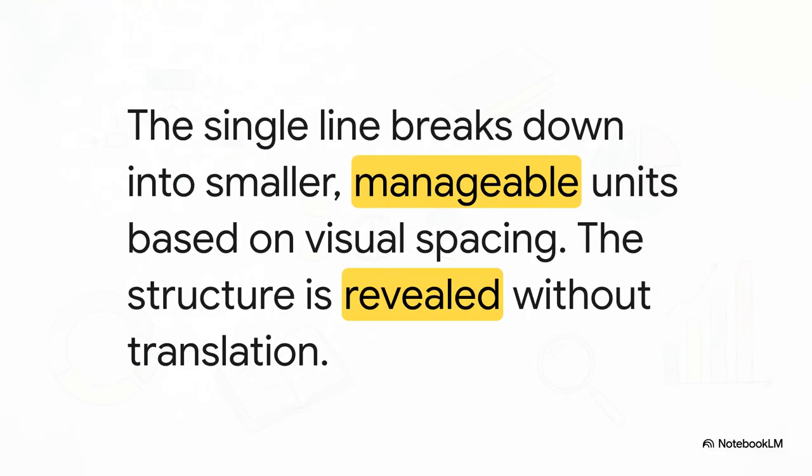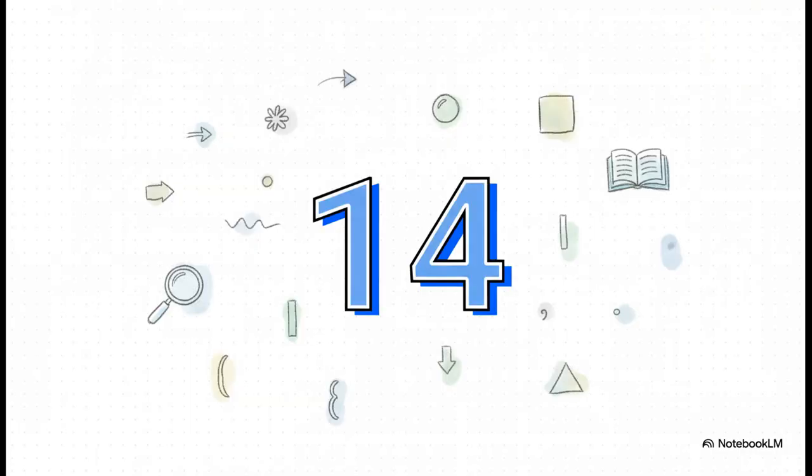And look what happens. When we apply that simple process, this single, intimidating line of text suddenly breaks down into smaller, more manageable units. Without any translation at all, we've started to reveal an underlying structure that was there the whole time. And this brings us to our very first piece of concrete data, extracted without knowing a single word of the language: 14. By analyzing its visual form alone, we figured out that this sentence is made of 14 distinct units. This isn't a guess or an opinion, it's a structural fact we just uncovered simply by looking.